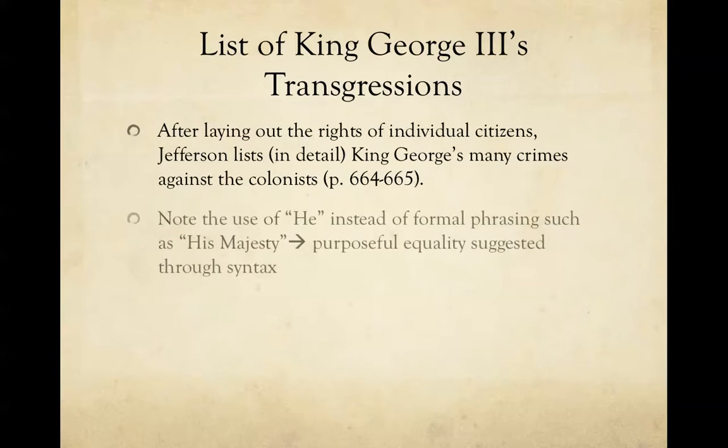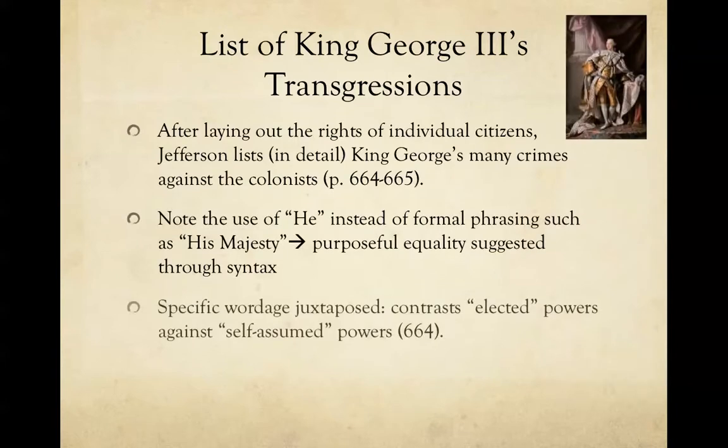Jefferson then moves on to listing King George III's transgressions. He lays out the individual rights of citizens and then lists in detail the many, many crimes that he's committed against the colonists. If we're looking at language here, note that he uses the informal phrasing of "he" instead of formal phrasing like "His Majesty," which would imply some type of respect to a higher power. He is purposefully suggesting through this language that they are equal. So King George is no higher power than the people.